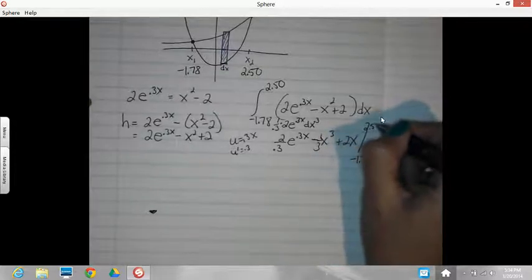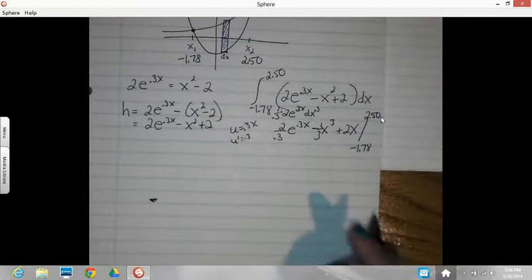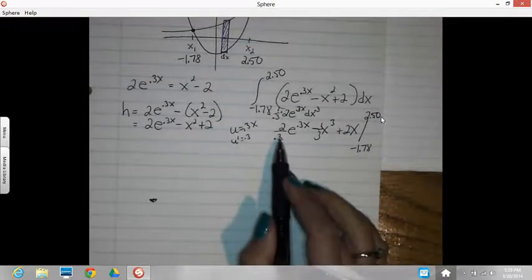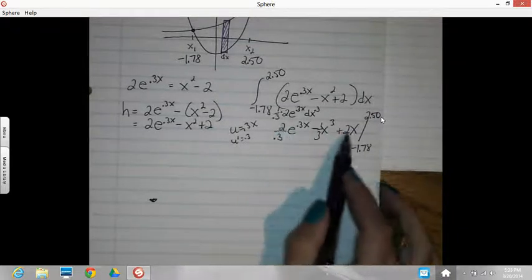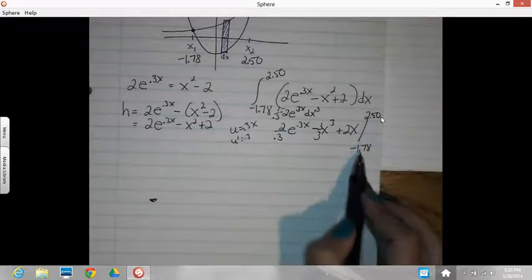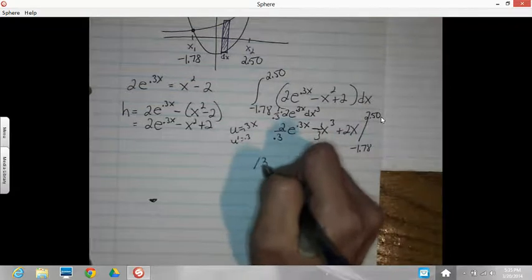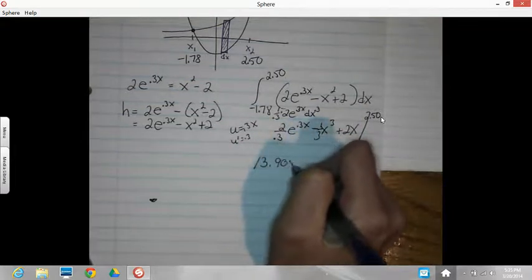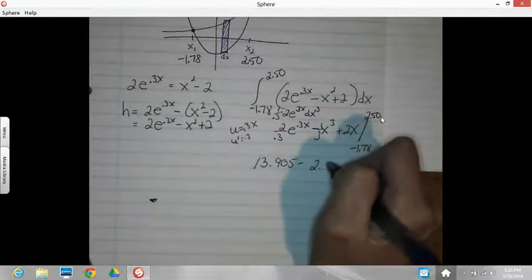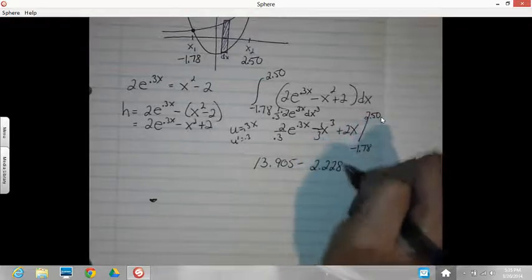And now it's just a calculator problem. Type that into your y equals. Table set, have it start at the negative 1.78, 2.5. You should get 13.905 minus 2.228. And you can finish that up.